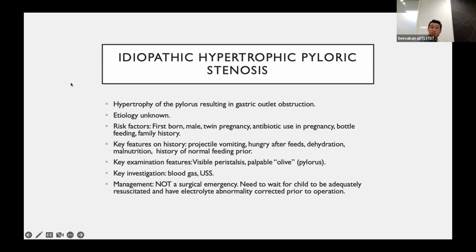And the management of pyloric stenosis is not a surgical emergency. They can wait until they've been adequately resuscitated and their electrolyte abnormalities corrected, and then we'll do our operation for them.